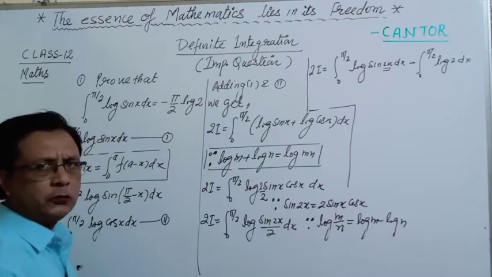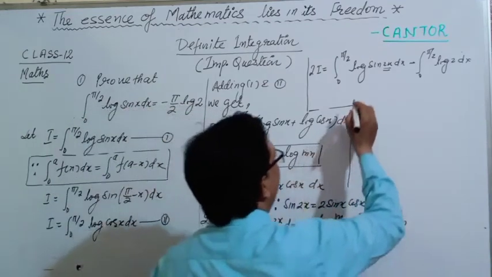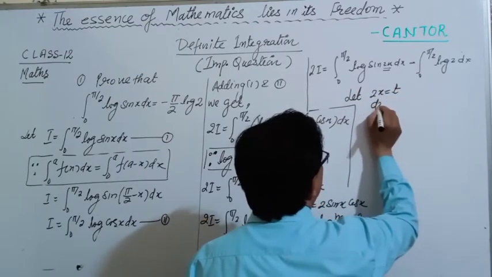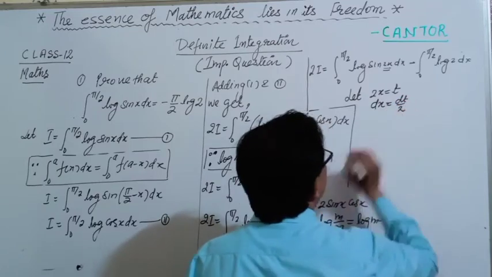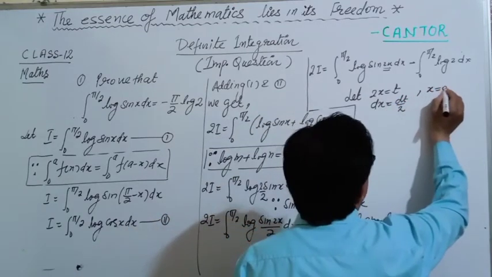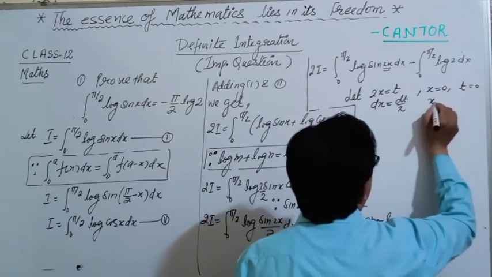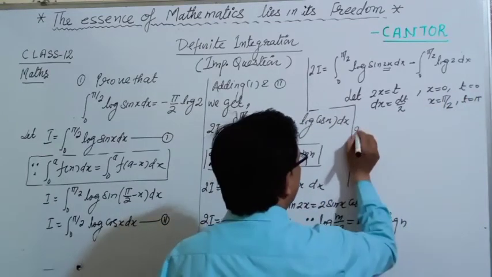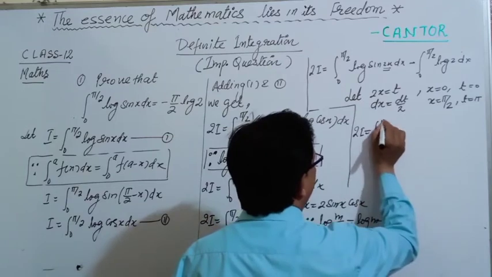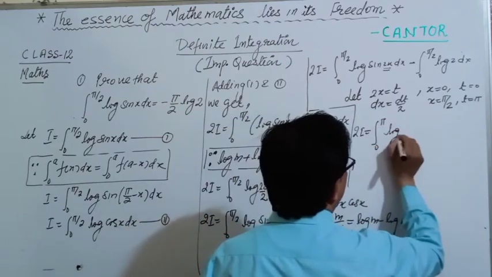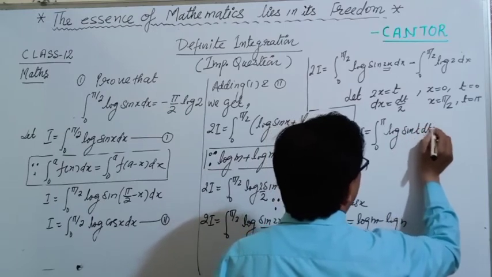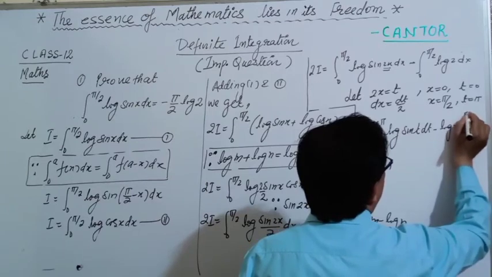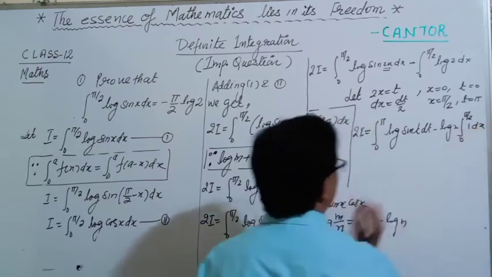So we do a substitution. Let 2x is equal to t. It means dx is equal to dt by 2. And change the limits: when x is equal to 0, t is equal to 0. When x is equal to pi by 2, t is equal to pi. So 2I is equal to the integral from 0 to pi of log sin t dt, minus log 2 taken out. This is the integral from 0 to pi by 2 of 1 dx.